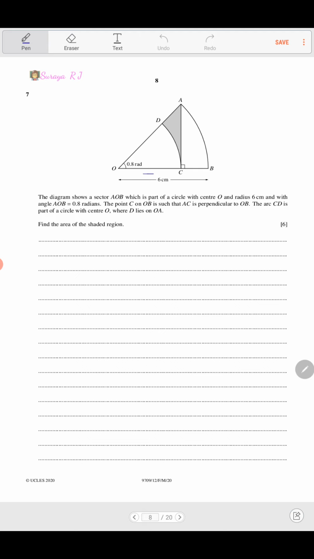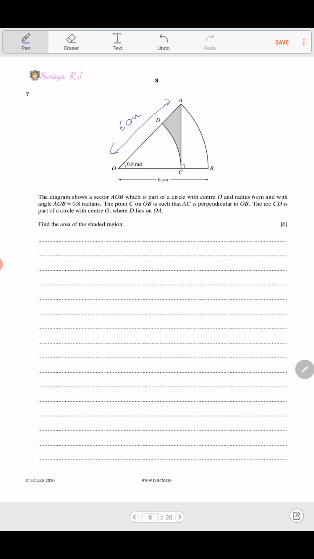That is why we have OB 6 cm, and also OA will be 6 cm because OA also represents the radius of a circle. It is from the center to a point on the circumference. So the angle AOB is 0.8 radian. You have to be careful. You are working in radian. You have to put your calculator in radian mode.